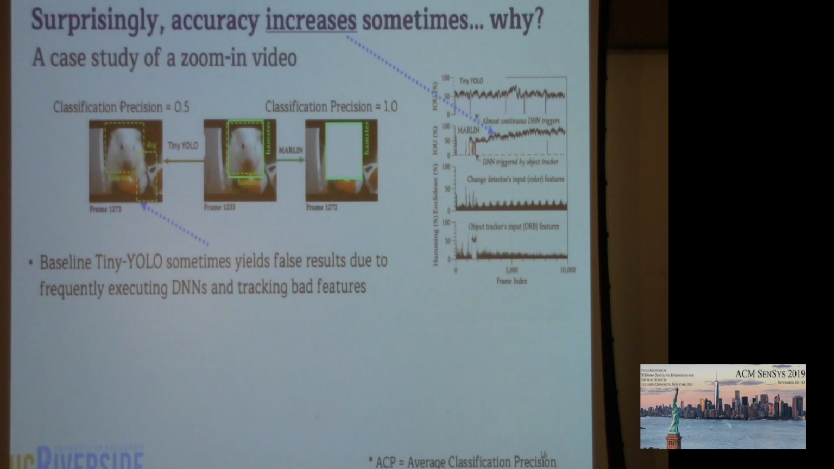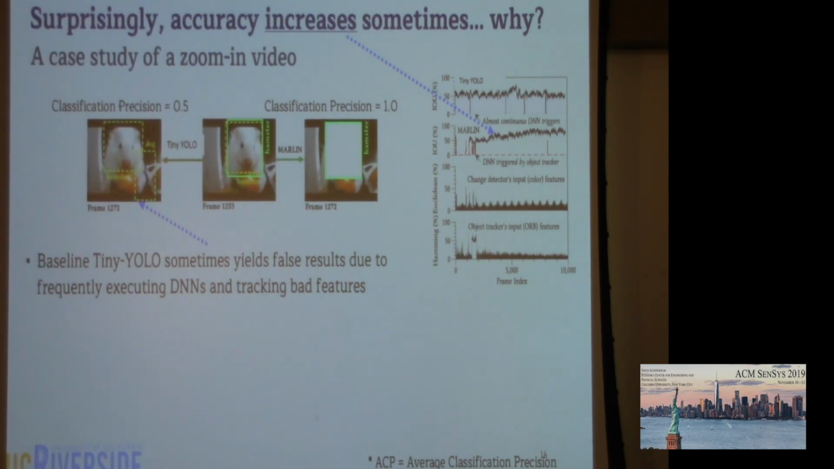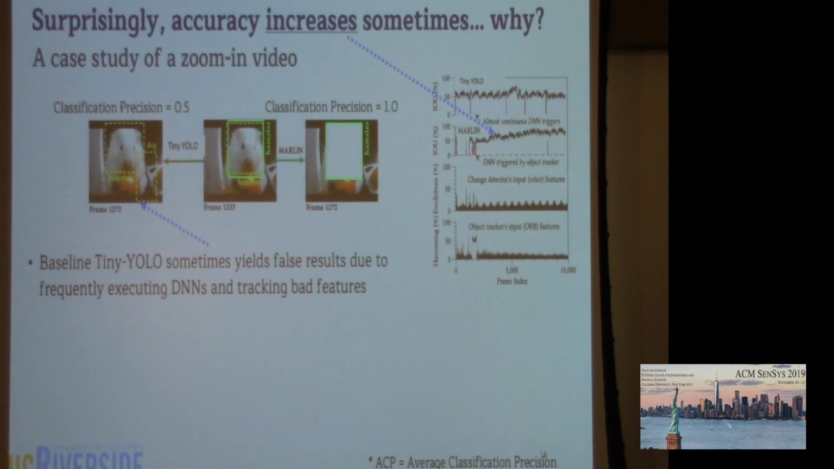Why is that happening? The baseline tiny YOLO executes the DNN frequently, and sometimes the DNN returns a bad result, a bad feature for the system to track. For example, you can see on the left-hand side that the DNN returns not only the hamster but a false positive dog, and then the system tracks based on that result, leading to a low classification precision of 0.5.